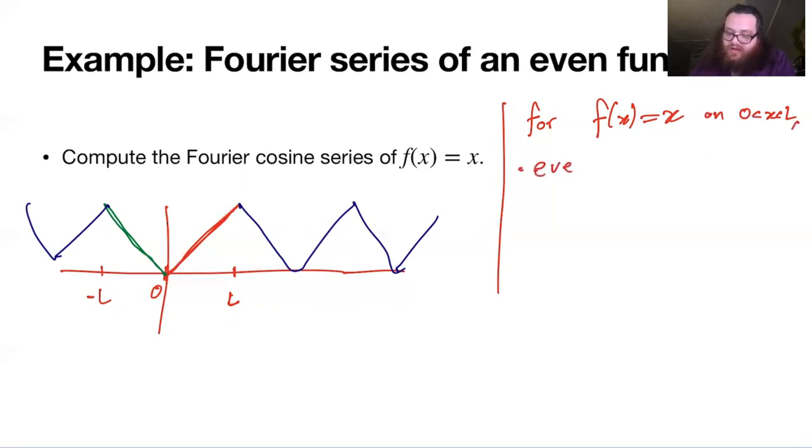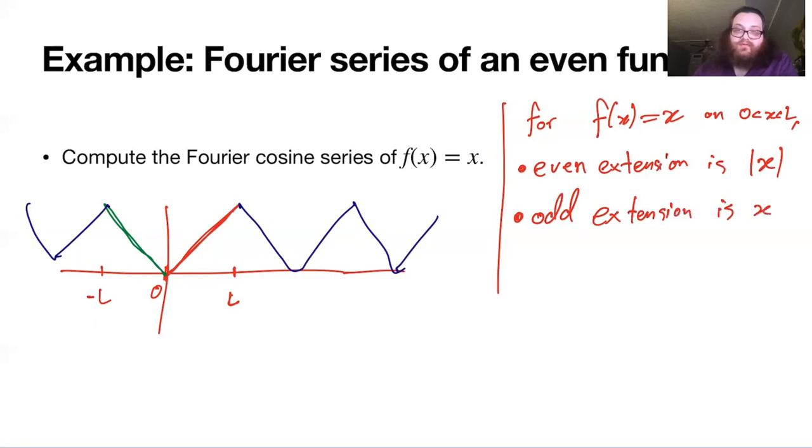The even extension is the absolute value of x. That's what gives this graph. Whereas the odd extension is just x itself.